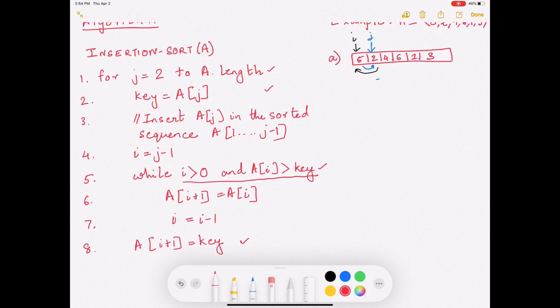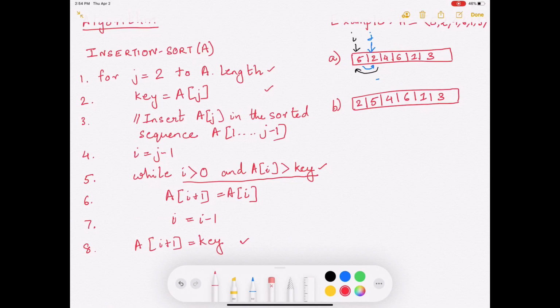Okay. So now let's look at the next step. And as we do more steps, the algorithm will become more clear, all the intricacies will. So we have 2 here, we have 5, and there is 4. This is how the array looks like. There is 6, there is 1, and there is 3. This is how the array looks like.